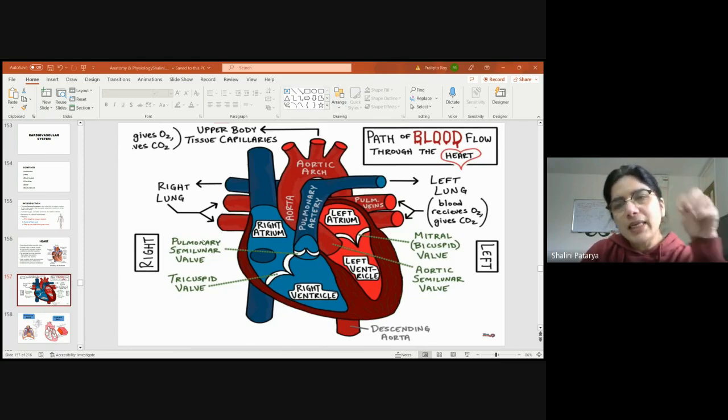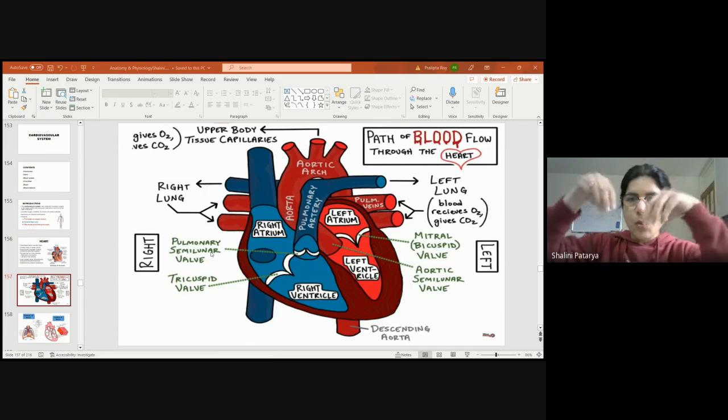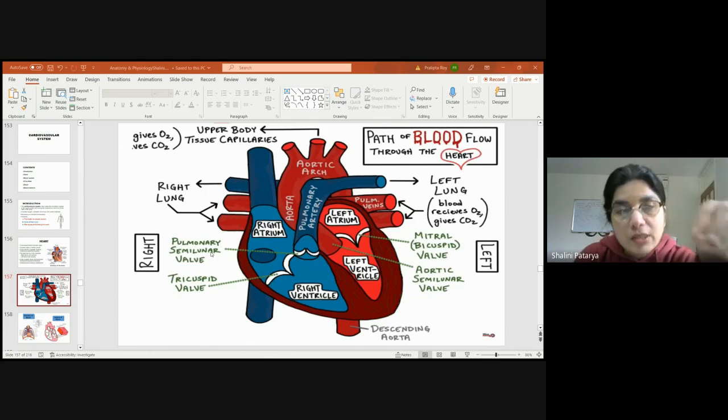So when the blood is coming to the right atrium, the blood is going to this valve, to the right ventricle. From the right atrium to the right ventricle it is going. This first valve is having three openers, so that is why it is called the tricuspid valve. Now the blood is going in.